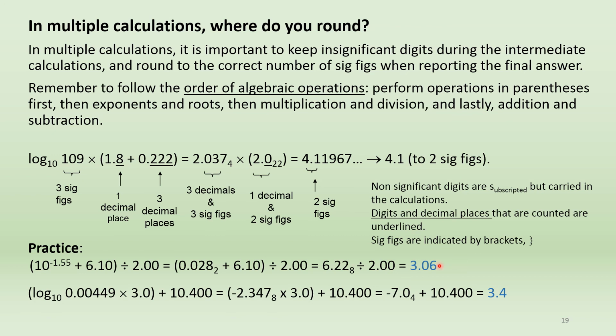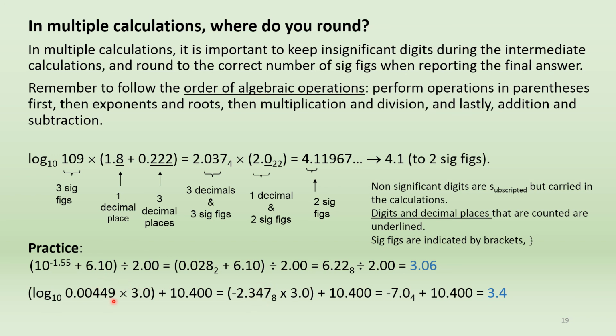One more. Let's try taking the log of 0.0449 and multiplying it by 3.0 and adding 10.4 to it. Now, the log of this number, how many decimal places will it display to the right of the decimal point in the mantissa? Well, it will have 3 because the number has 3 sig figs. So here it is, minus 2.347. There's my 3 digits to the right of the decimal. Now that number still has 3 sig figs in it, like the original number did.